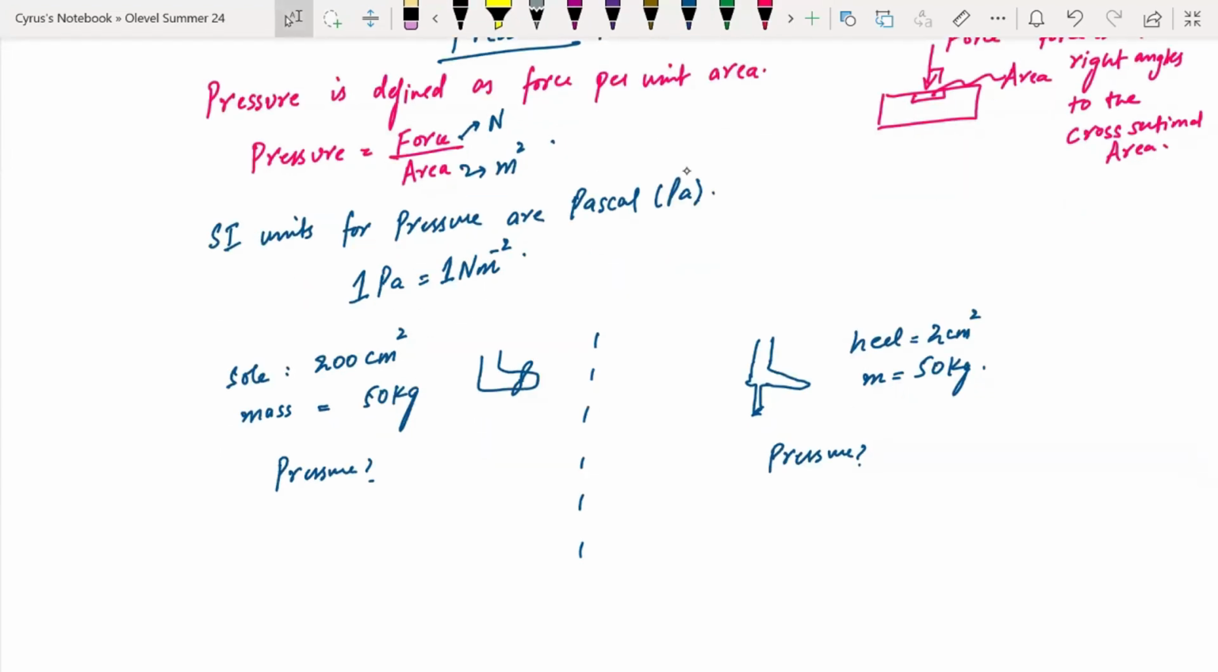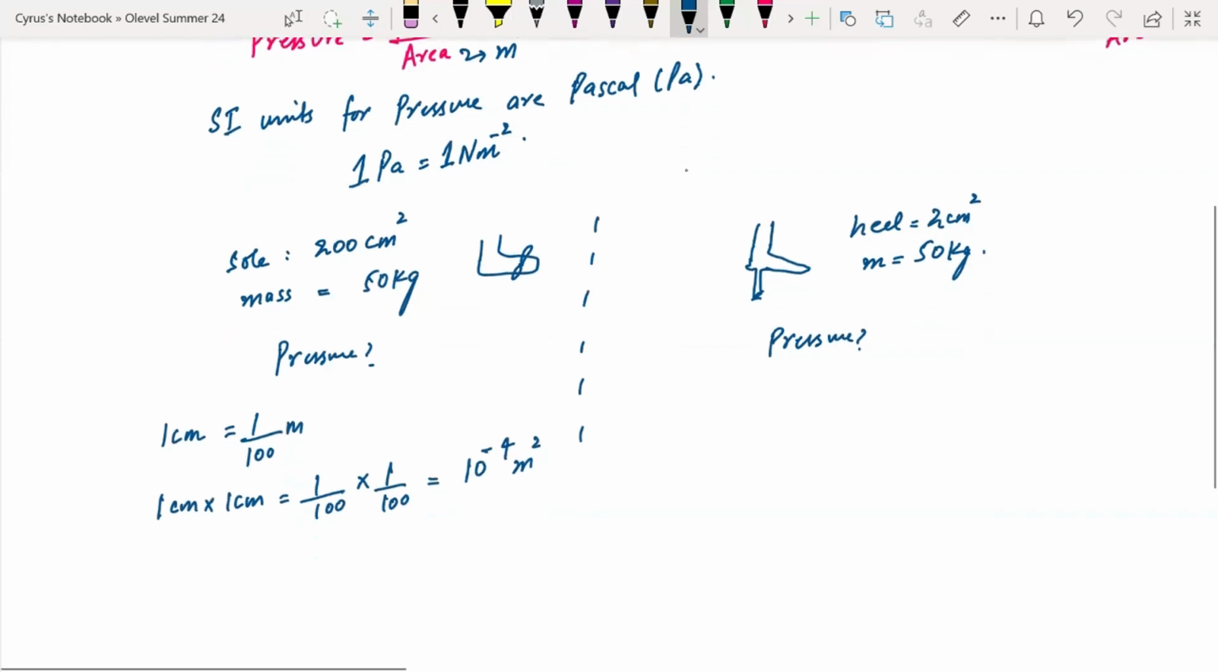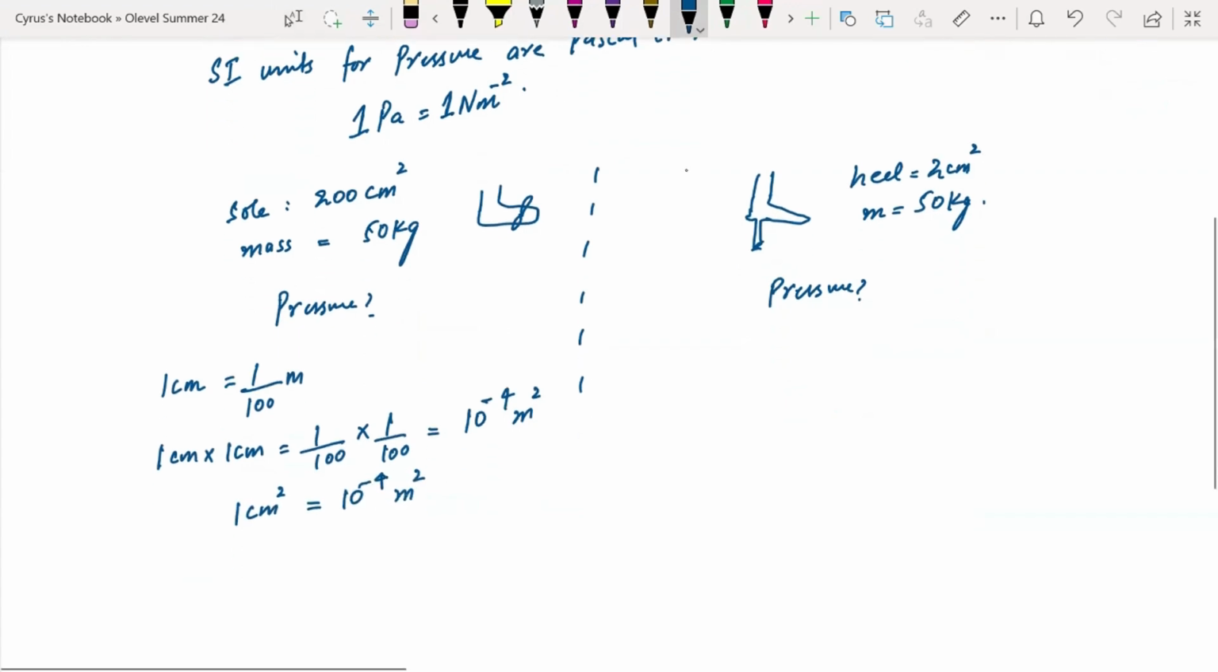Yeah, the first one is you convert, okay, 1 centimeter is precisely 1/100 meters, right? You know this. So 1 centimeter square का मतलब क्या है? 1/100 times 1/100 meters, ठीक है? So this is basically 10 raised to power minus 4 meters square. 1 centimeter square is 10 raised to power minus 4 meters square. Remember that.